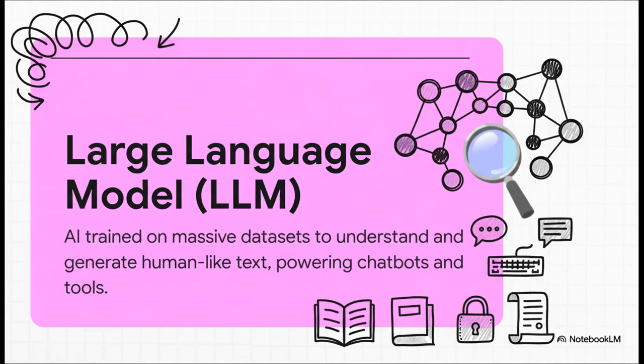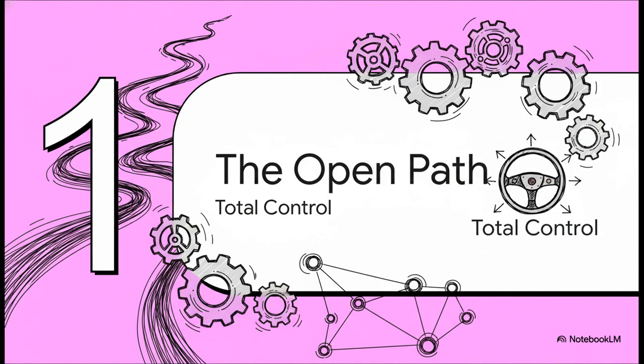Before we can even pick our car, we've got to understand the engine, right? So at their core, large language models, or LLMs, are these incredibly powerful AIs trained on just unimaginable amounts of data. Their whole job is to understand and generate text. I mean, they're the brains behind pretty much all the chatbots and tools we're all starting to use every single day. So let's explore our first option, the open path.